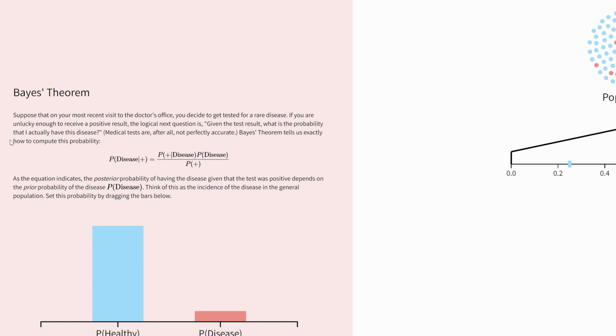Suppose that on your most recent visit to the doctor's office, as you do, you decide to get tested for a rare disease. If you are unlucky enough to receive a positive result, the logical next question is, given the test result, what is the probability that I actually have this disease? I mean, that's a very valid point. Because tests are, after all, not perfect, and this disease is very rare. So those two have to be taken into consideration, right? So Bayes' theorem tells us exactly how to compute this.